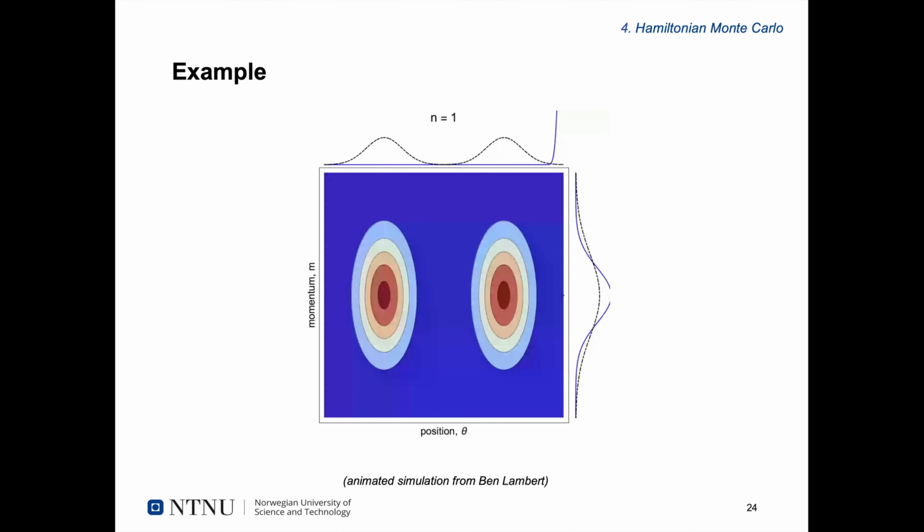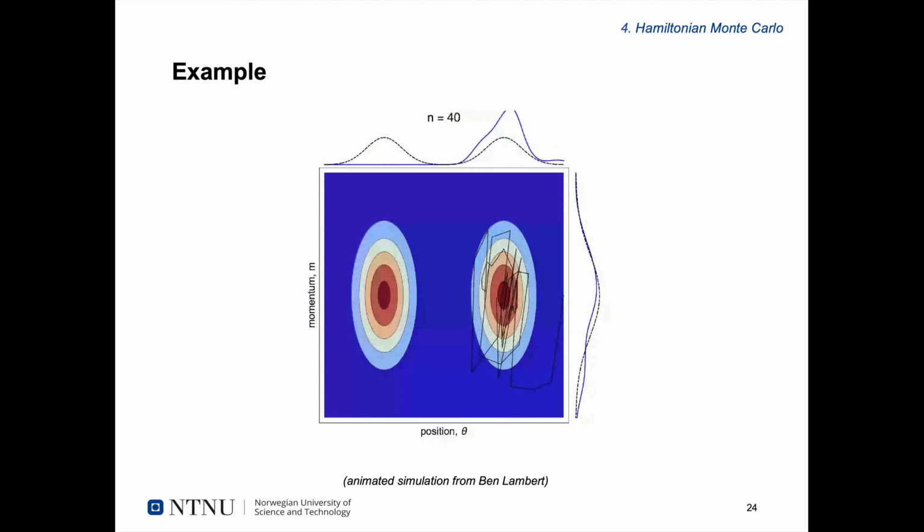Now I'm going to run the process of Hamiltonian Monte Carlo on this particular example for longer. We can see here above the contour plot, there is a dashed black line which is our desired posterior distribution, and to the right-hand side we have also the dashed black line representing the desired marginal distribution for our momentum m. Now I'm starting the sampling process far away from the joint density mode.